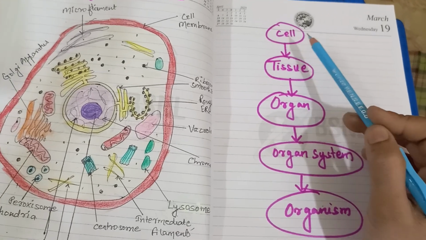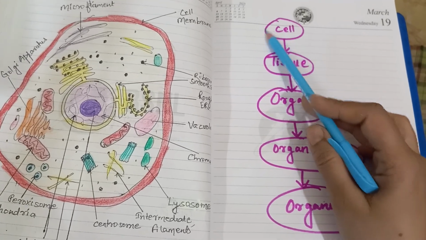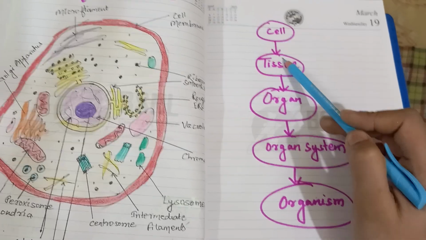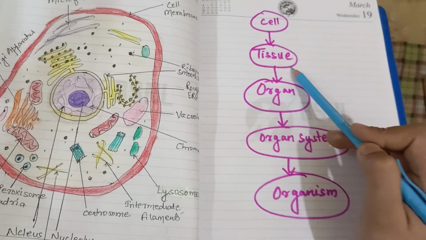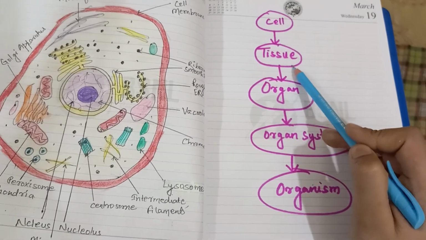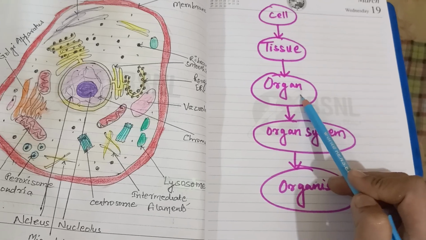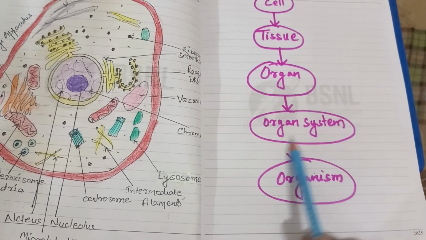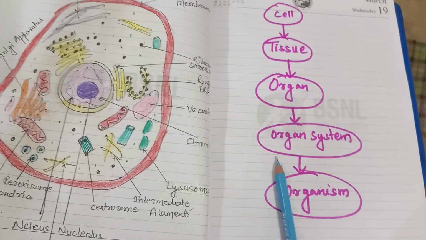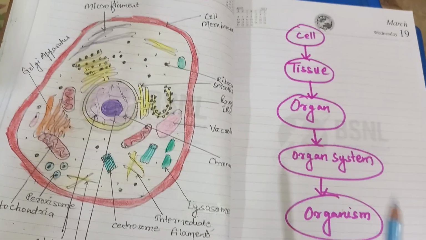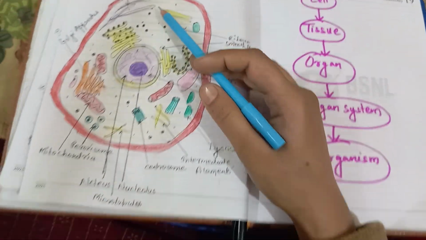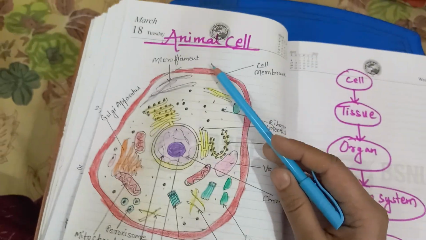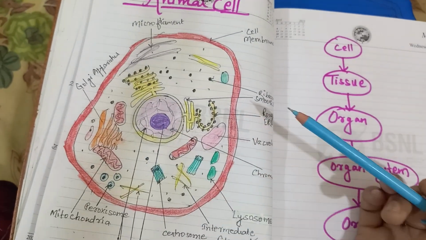All living beings are made up of cells. When cells combine, they form tissue, and the combination of tissues makes an organ, and the combination of organs makes an organ system, and an organism is the combination of organ systems. So we are going to discuss the animal cell and its various components.